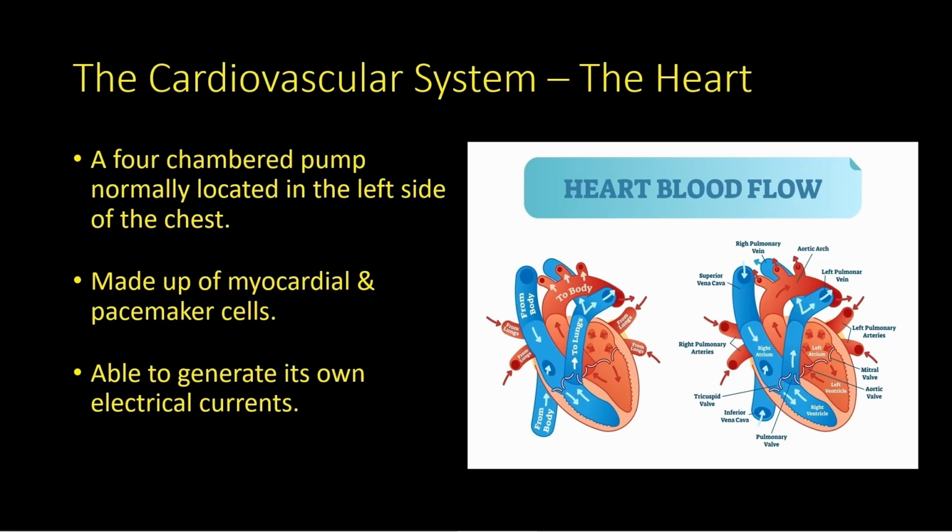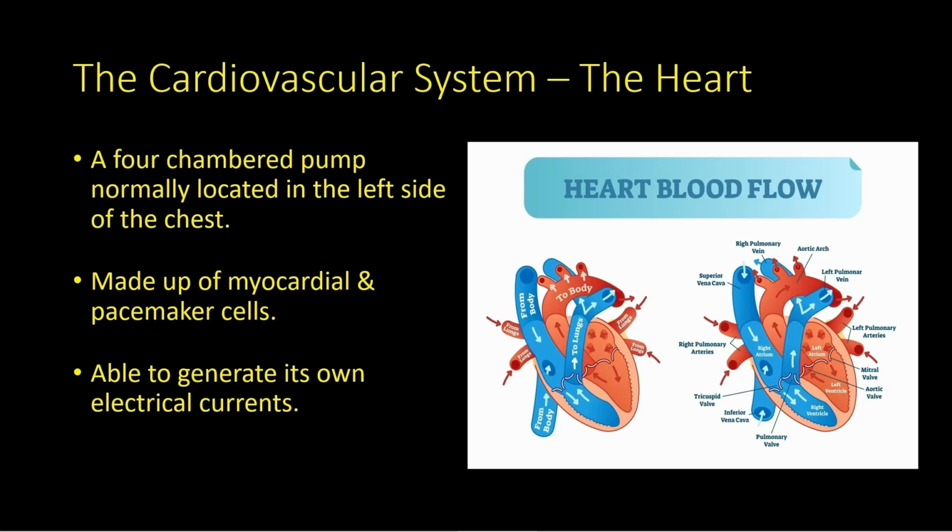Lastly, we have the heart. Now, the heart is a four-chambered pump. It's typically located in the left-hand side of the chest and is roughly about the size of the patient's fist, maybe a little bit larger. Now, a variety of cells actually make up the heart, including myocardial cells, which are muscle cells, myo, and pacemaker cells. Now, these pacemaker cells enable the heart to generate electrical currents on its own.